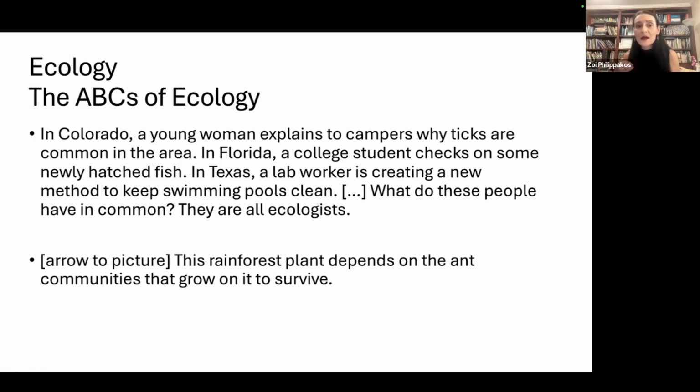A student may respond, show fish. Well, an ecologist may also check some newly hatched fish. What else is it that they can do? A student may say, they're showing how to clean pools. Correct. An ecologist. So you notice that I constantly model how to restate and respond.